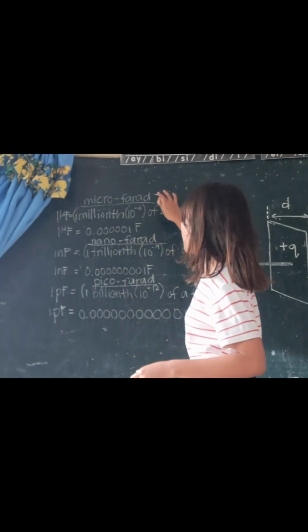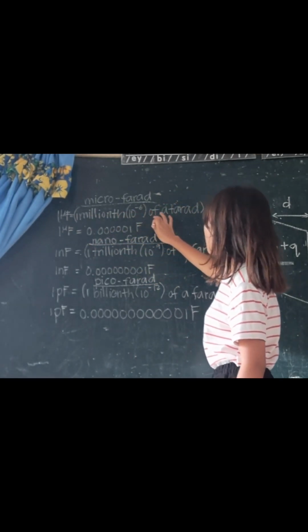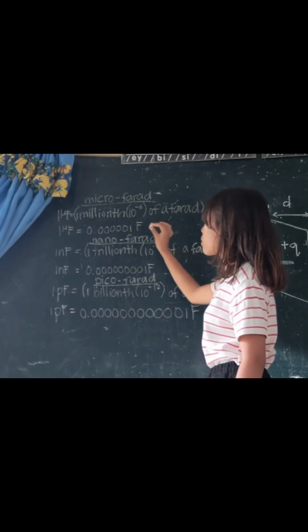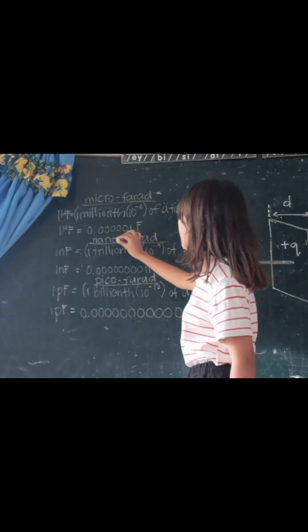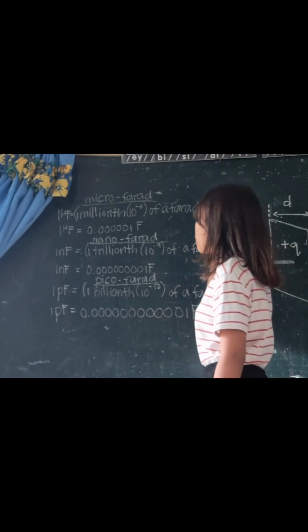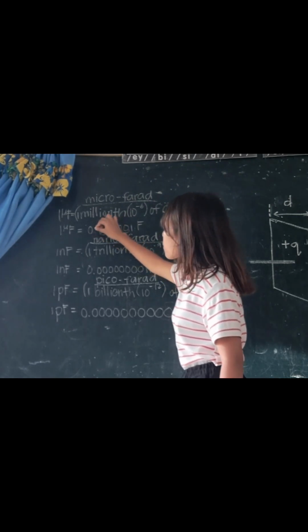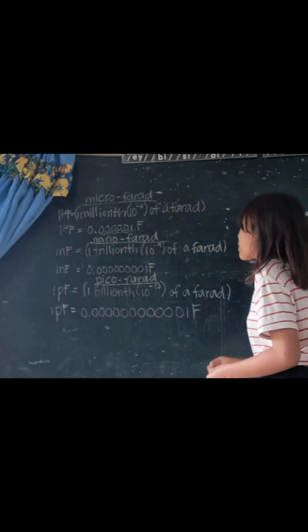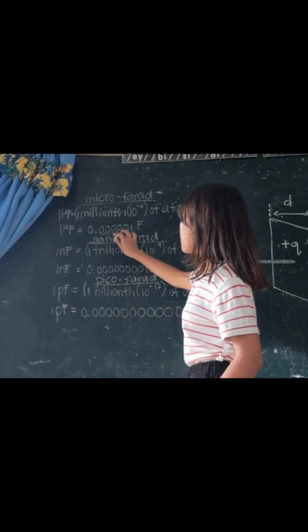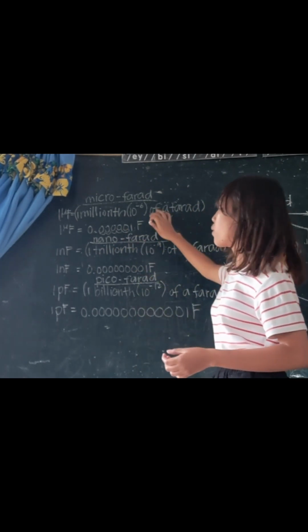So first is the microfarad. 1 microfarad is equivalent to 1 millionth, or 10 to the negative 6, of a farad. In order to get the value of 1 microfarad into farad, we need to move decimal places from right to left. Since it has a negative 6 exponent, we need to move 6 places from right to left. So 1, 2, 3, 4, 5, 6. So the decimal is here. So the value of 1 microfarad is equal to 0.000001 farad. That is how we get the value of 1 microfarad into farad.